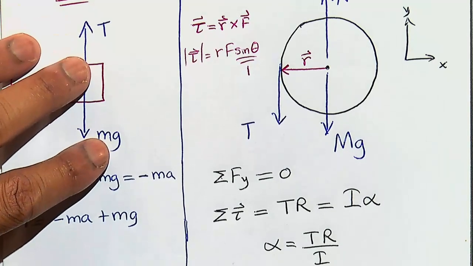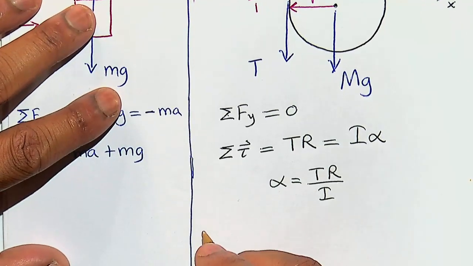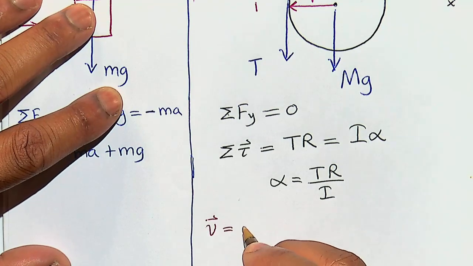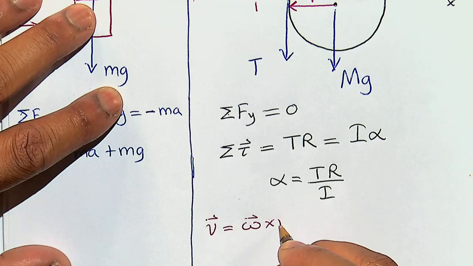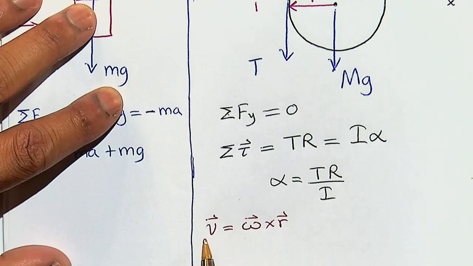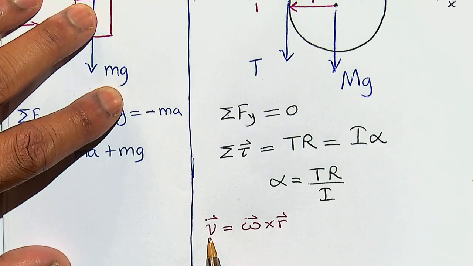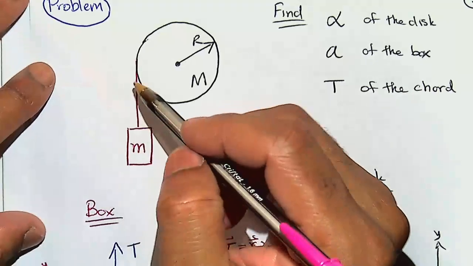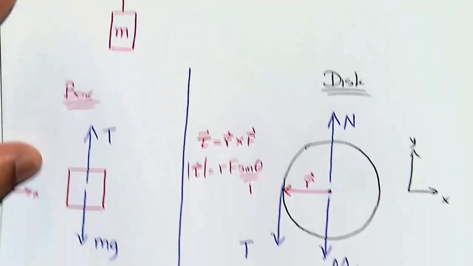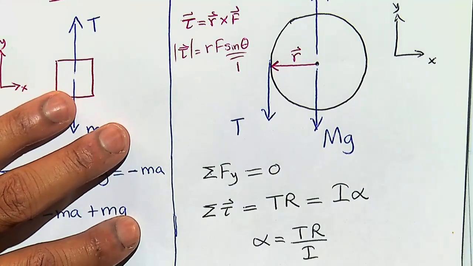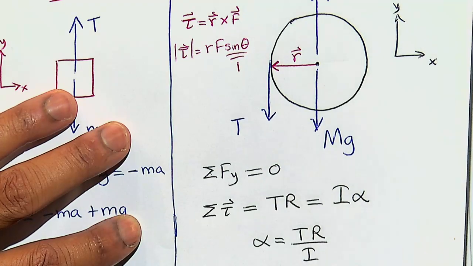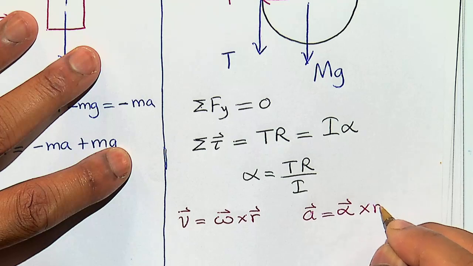We go to our definitions of angular velocity and angular acceleration. Angular velocity, remember, was omega cross r. Take the cross product with the distance, and you get tangential velocity. So the acceleration here is like a tangential acceleration to the disk. If we look at tangential acceleration, that's equal to alpha cross r.